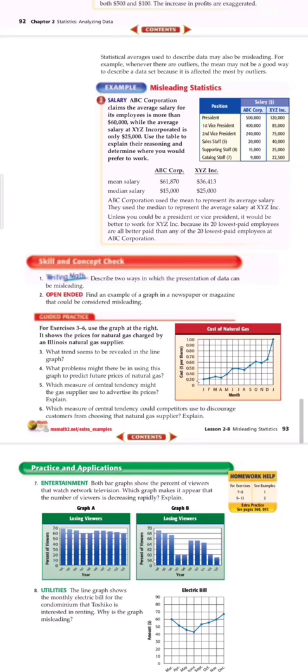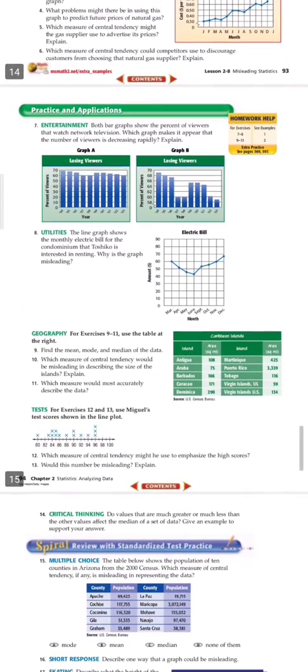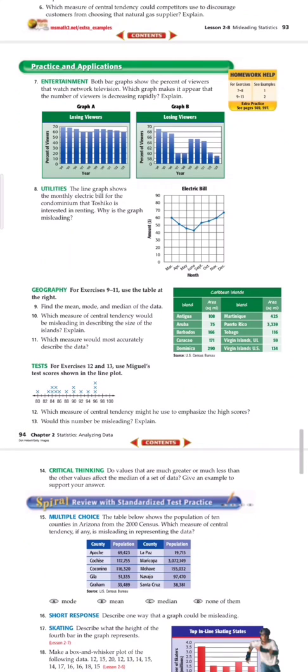Practice and application. 7. Entertainment. Both bar graphs show the percent of viewers that watch network television. Which graph makes it appear that the number of viewers is decreasing rapidly? Explain. 8. Utilities. The line graph shows the monthly electric bill for the condominium that Toshik is interested in renting. Why is the graph misleading?